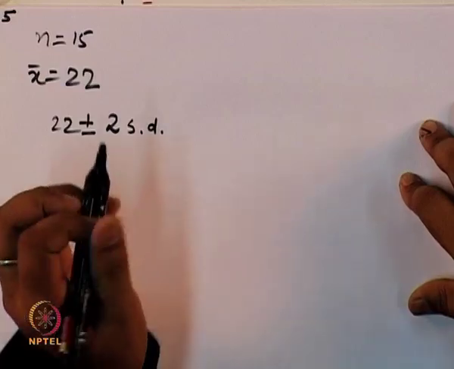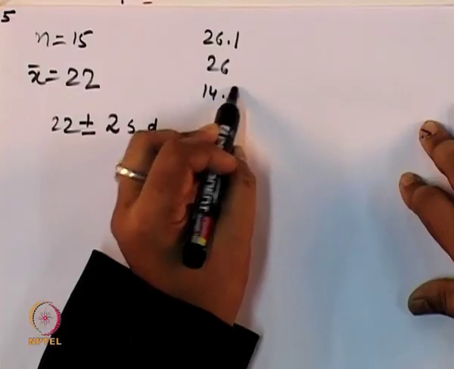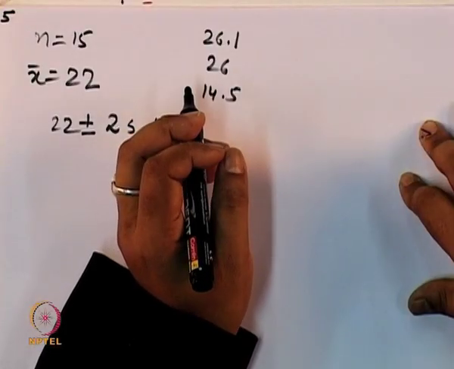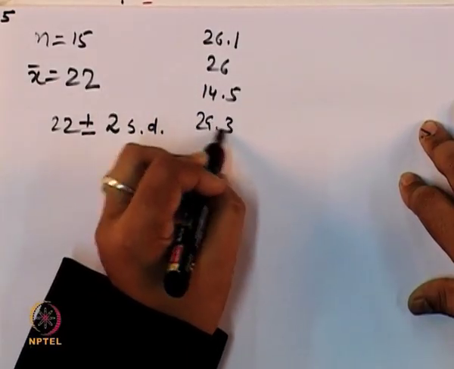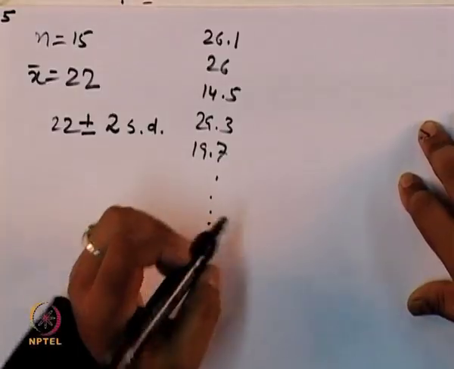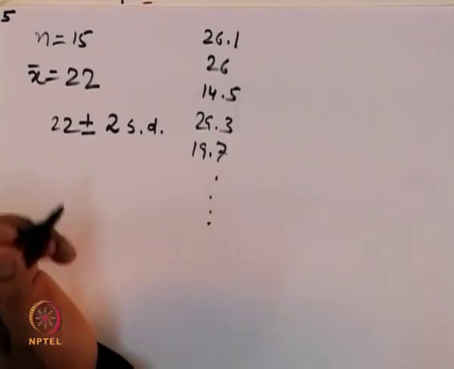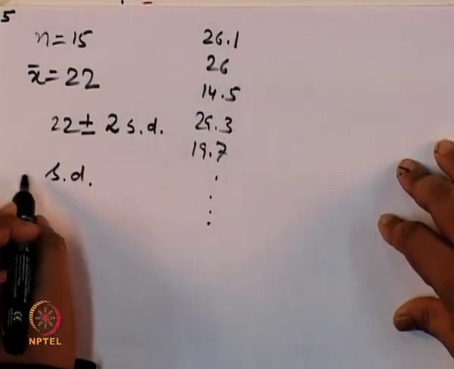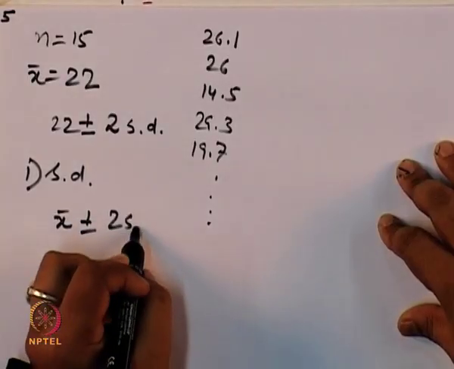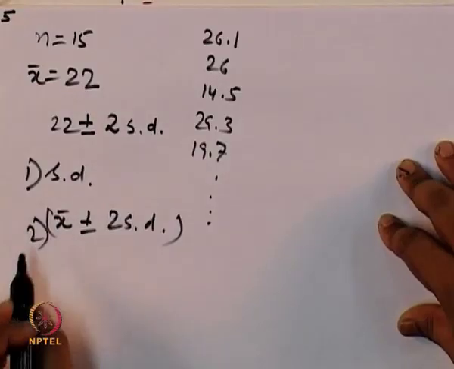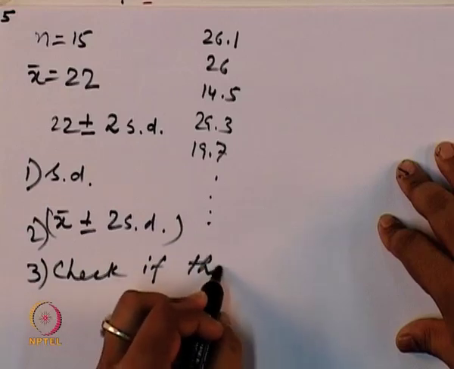So, let us see. Okay. So, you have 26.1, 26, 14.5. So, we have to calculate the standard deviation for this particular problem. I will leave it to you to do it, but you can test. So, you can find out. Step 1, calculate the standard deviation. Step 2, calculate x bar plus or minus 2 times the standard deviation and check. And step 3, check if this theorem is true.